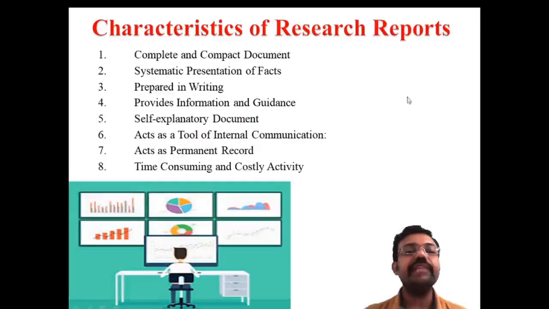Another one is to provide the information and the guidance. So that means providing the information. A good research report is providing vital information to the public, or sharing good information with the general public. So providing the information is another essential element for the research report, and the guidance for the followers. That is another important characteristic: providing the information and the guidance.